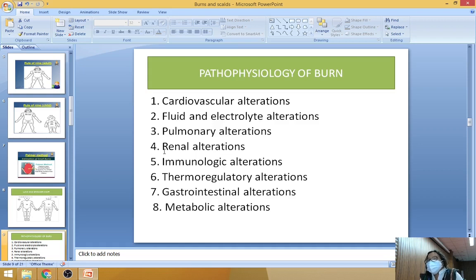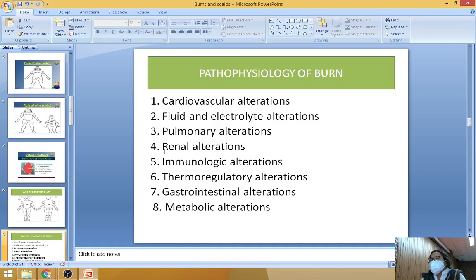So pathophysiology of burn: the cardiovascular alteration, that means it affects the cardiovascular system. Fluid and electrolyte alteration is the very important part, and that's why we have to correct the fluid immediately and start IV fluid. Then pulmonary alteration, it affects the lungs. Renal alteration, since it is a fluid electrolyte imbalance, obviously it will affect the renal system. Immunological alteration, the burn patient will be more prone to infection because it affects the skin layers.